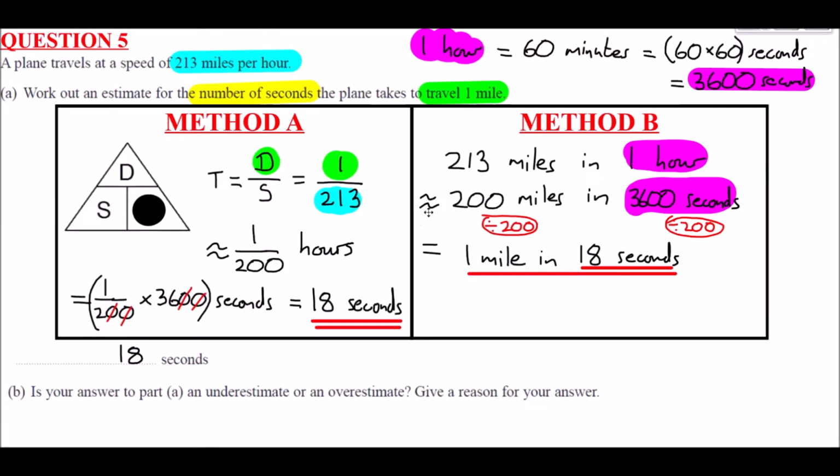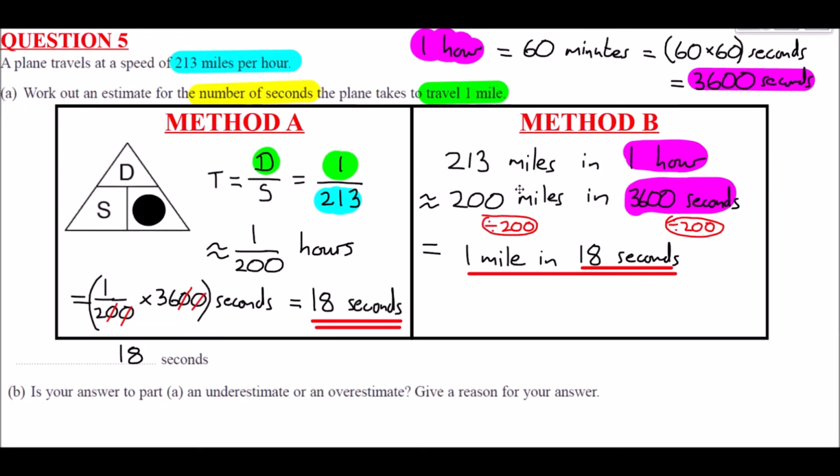Finally, it says, is your answer to part A an underestimate or overestimate? Give a reason for your answer. Well, here what we've done, we've rounded down how far the plane travels in 1 hour. It actually could travel 213 miles in 1 hour, but we've estimated it down to 200 miles in an hour. So our estimate has slowed the plane down. We're estimating it to be slower than what it actually is.